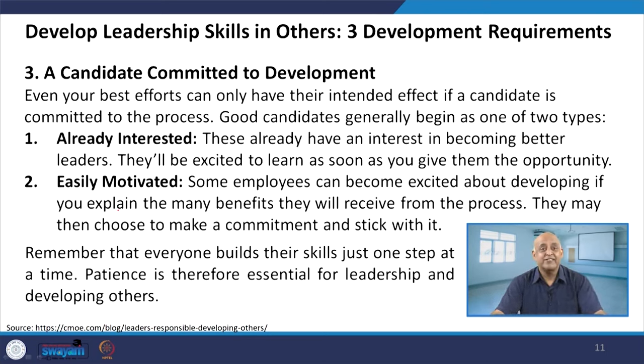So it is not Alice in Wonderland, where you take the journey of that wonderland and Alice becomes very happy because she finds the butterflies there, right? Similarly, in our profession, when we start our journey, we find there are a lot of factors to motivate us, as an academician or as an industrialist. So remember that everyone builds their skills just one step at a time. Patience is therefore essential for leadership and developing others. Now, what is the problem with leaders? Many times they do not have time, and therefore they cannot spare time to develop others.